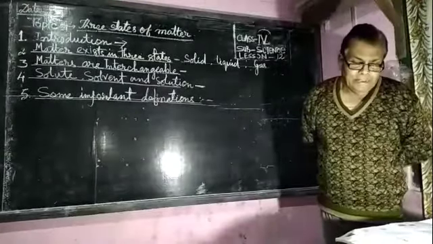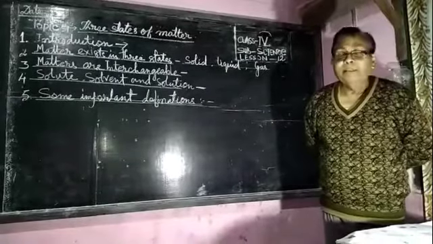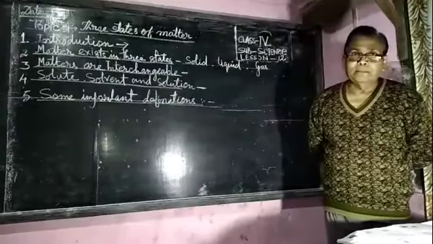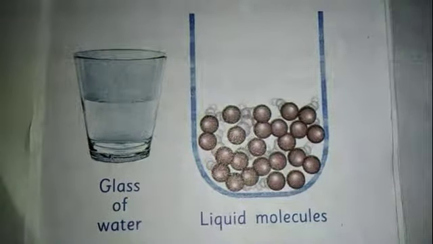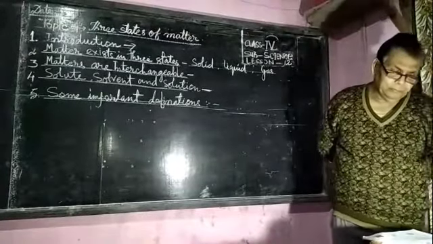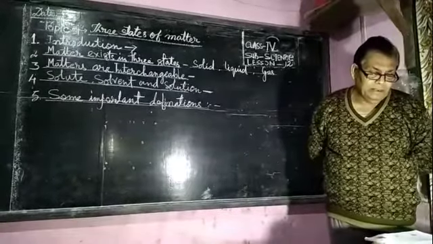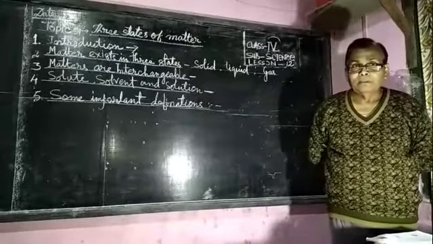Liquids have definite volume but no definite shape. They take the shape of the container. Let's see the picture. Examples of liquids are water, milk, petrol, kerosene, etc.